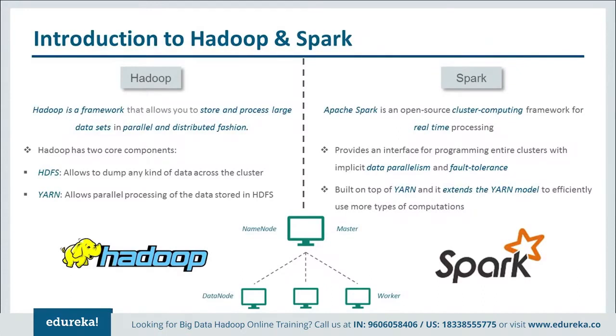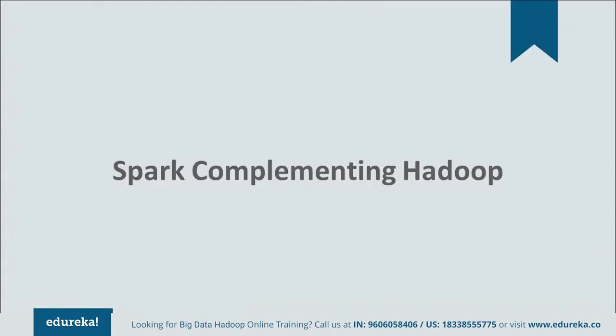And if you see the topology of Hadoop and Spark, both of them have the same topology, which is a master-slave topology. In Hadoop, in terms of HDFS, the master node is known as the name node, and the slave nodes are known as data nodes. And in Spark, the master is known as master and the slaves are known as workers. So these are basically daemons. So this is a brief introduction to Hadoop and Spark, and now let's take a look at Spark complementing Hadoop.